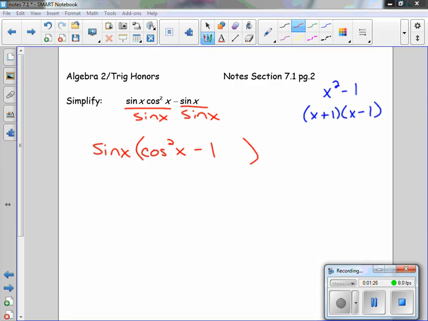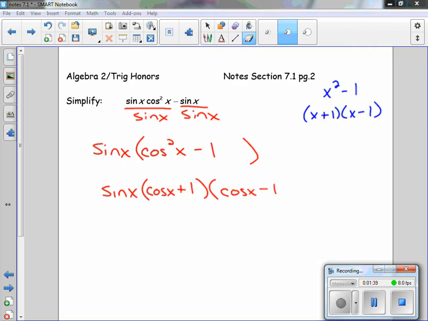So this would be the sine of x, and then we could factor that into the cosine of x plus 1, and the cosine of x minus 1. All right? That would be one way in which we can handle that. All right. Any questions?